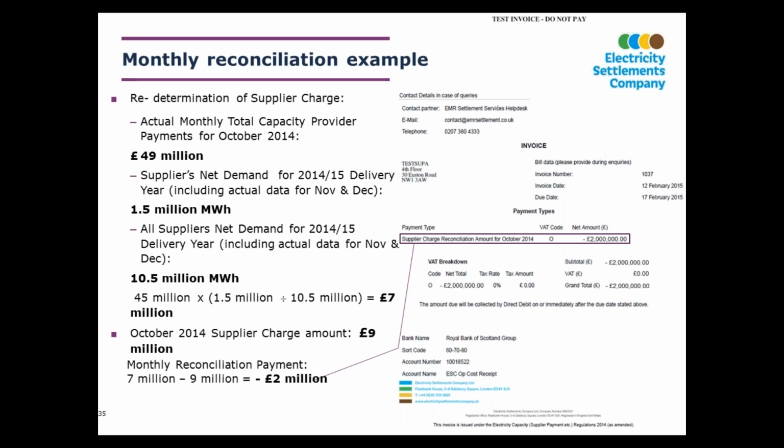On the left-hand side, we've put up the numbers again, just so you can see how we determined that £2 million. So the actual monthly total capacity provider payments for October 2014, again, it's all made up, there wasn't a delivery year then, was £49 million in this example. The supplier's net demand for this period of high demand, which had actual data for November and December, was 1.5 million megawatt hours, and all suppliers' net demand for the same period was 10.5 million megawatt hours. So there we go, we've got the new redetermined amount being £7 million. But if you remember from way back earlier in the slides, they actually paid £9 million. So they are due a credit of £2 million, which is nice.